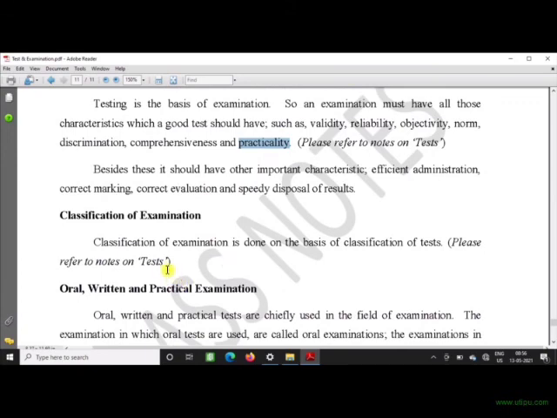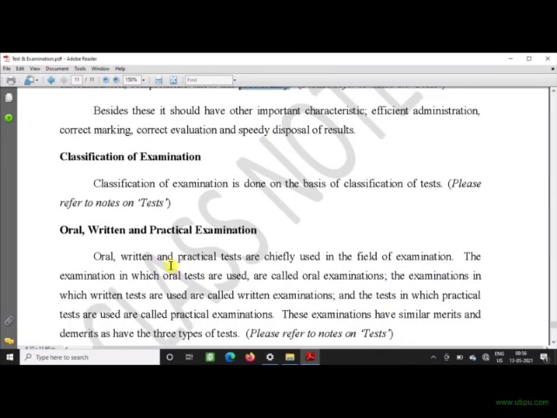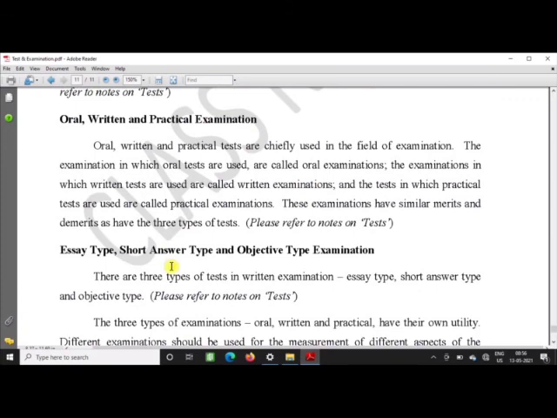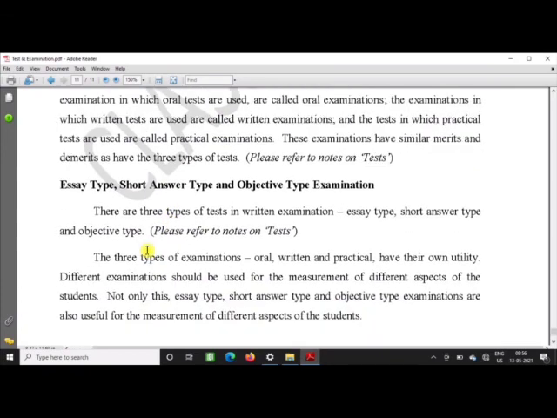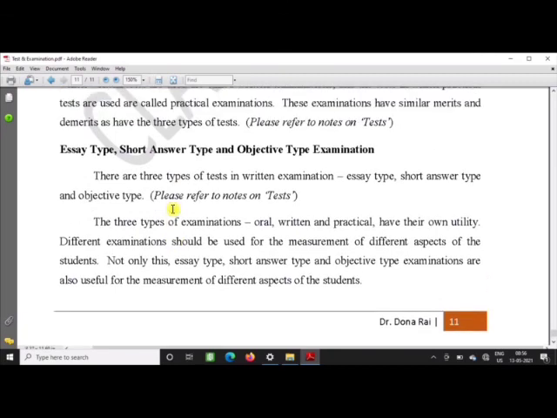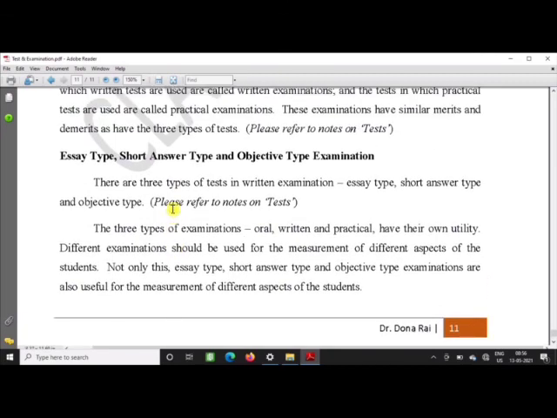Okay, then next we have classification of examination. This is just like the test that I have already explained beforehand, and oral, written and practical examinations are also similar to the test, whose explanation is given already. And essay type, short answer type, or objective type answers in examinations are also similar to that of the test. You can just go through and you will have the idea of it. So this much for your test and examination. The explanation on this topic is over.